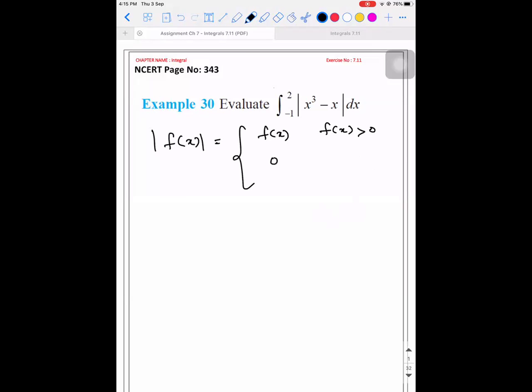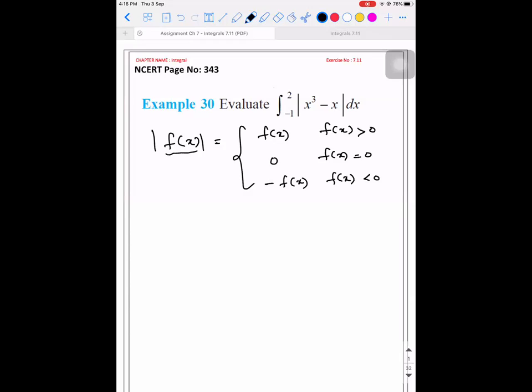You can write it as 0 if f of x is equal to 0. You can write it as minus f of x if f of x is less than 0. If x is greater than 0, x is equal to 0, x is less than 0. I'm trying to stress it again: the function which is inside the modulus.